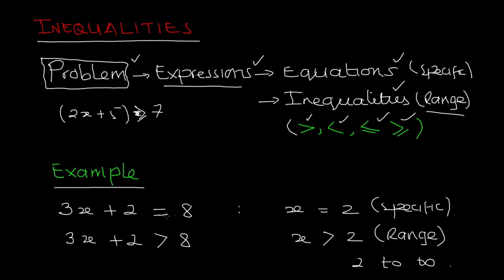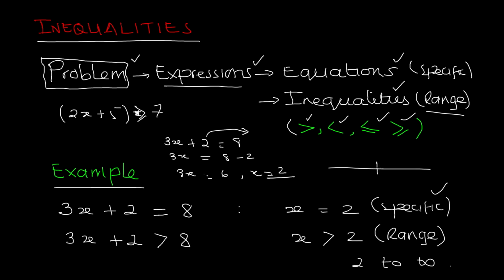So you can see the difference here. 3x + 2 = 8. Remember we learned how to solve this. Depending on where you are, you could maybe just move that across, or you could show why this is like this. So we say 3x = 6, then x = 2. Once we say x = 2, it's specific. This is a specific point on the number line. So the answer here will be a specific point.